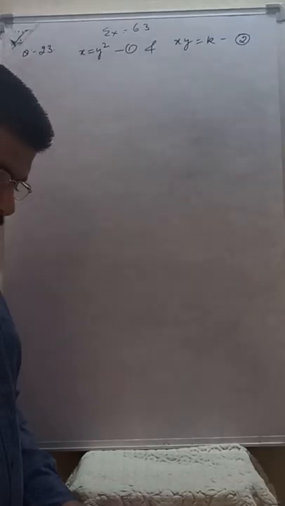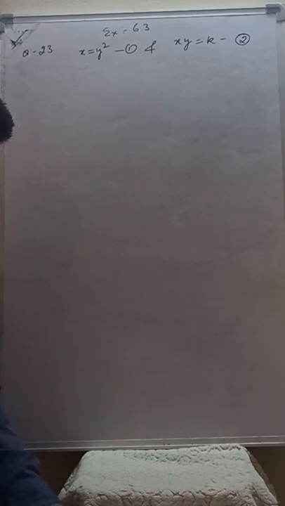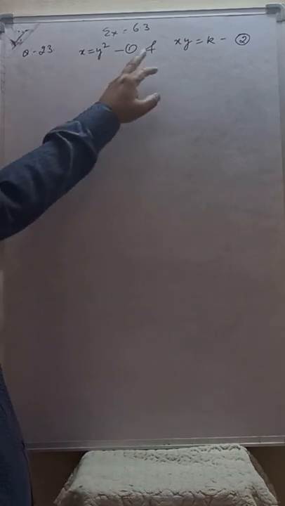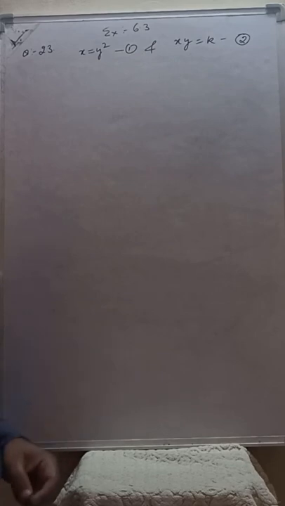Students, in this video, I will do question number 23 of exercise 6.3. It is a very important question. The question is, prove that the curves x = y² and xy = k cut at right angle if 8k² = 1.